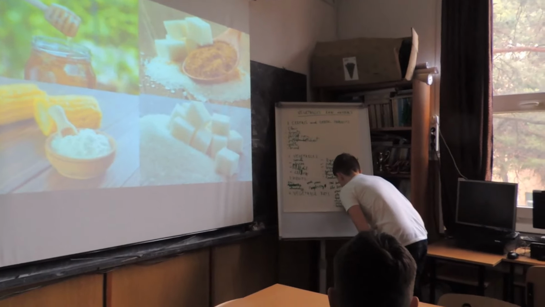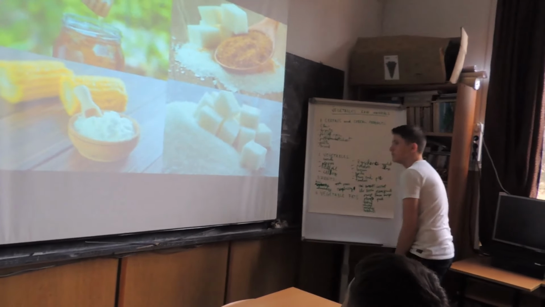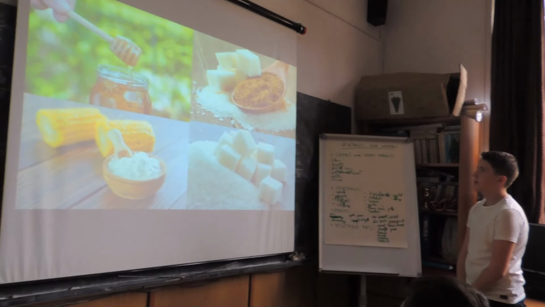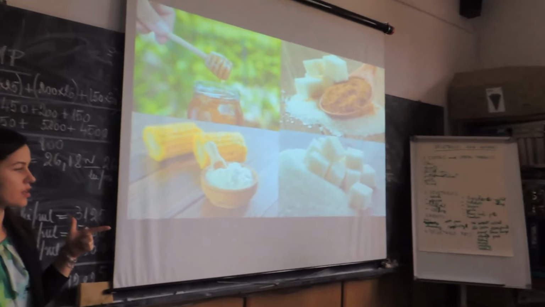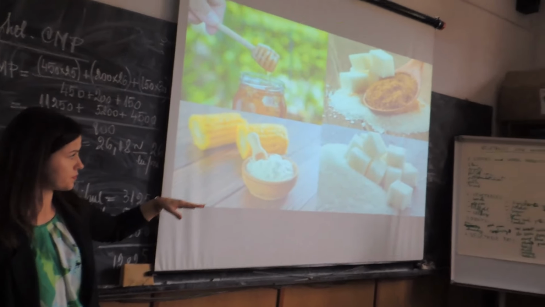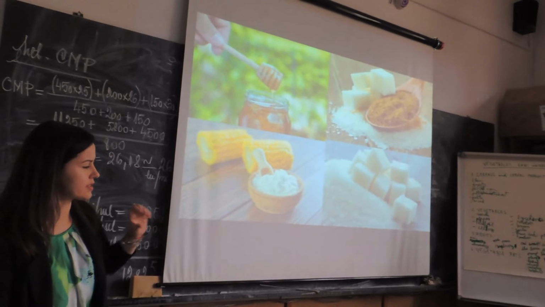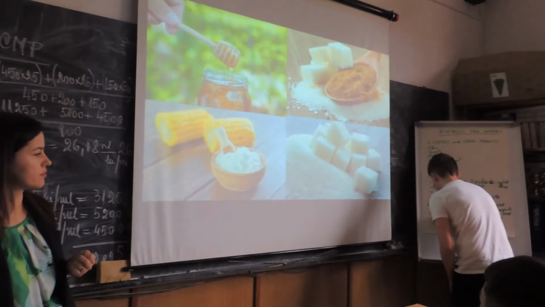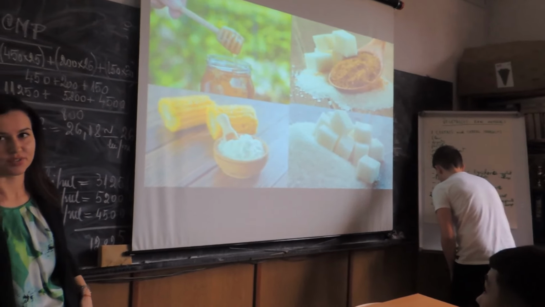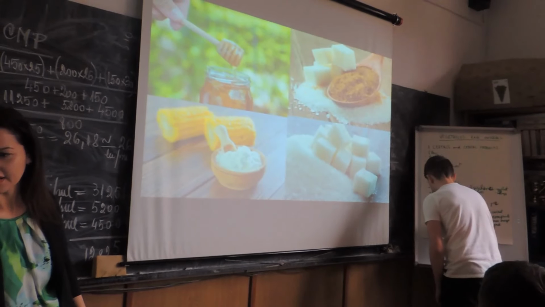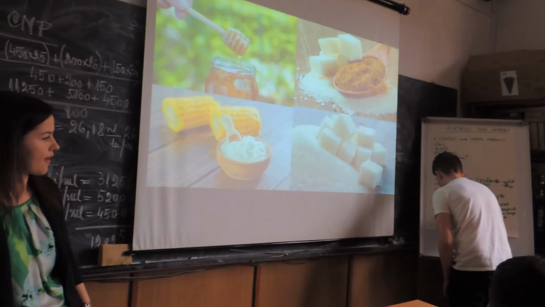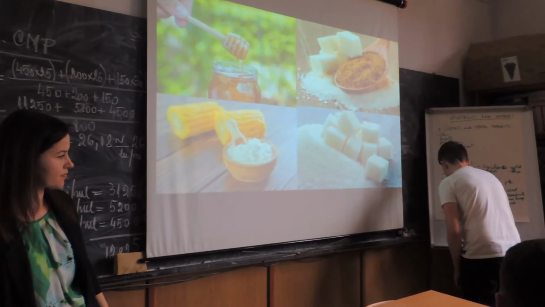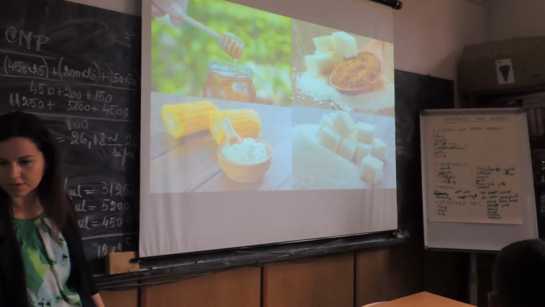And the next category? Honey, sugar and starch. So this is not under vegetable fats, another category. Just honey, sugar, and starch. Honey, sugar, and starch. Good. My favorite was one.